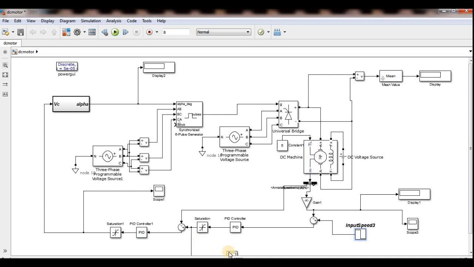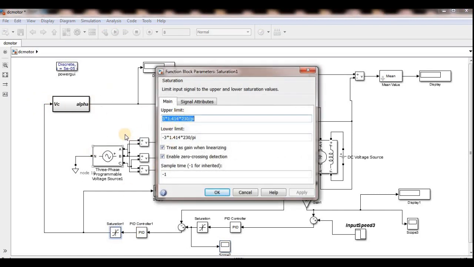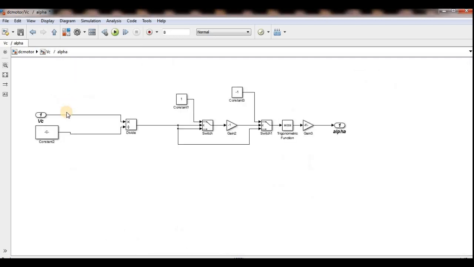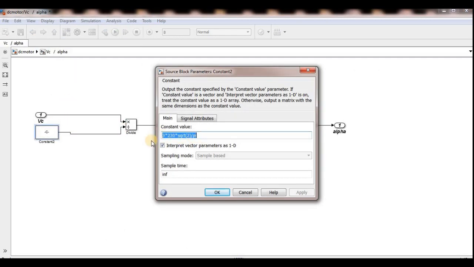This PID gives the reference value of the armature current, and this is compared with my actual armature current flowing through the motor. After the rectifier, the current flows through the DC motor. This error is given to another PID controller, which gives my required voltage to generate the pulses. The maximum and minimum limits and all these things are the same as we discussed previously.